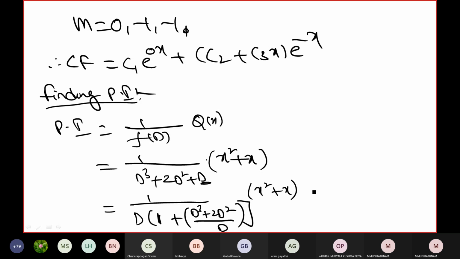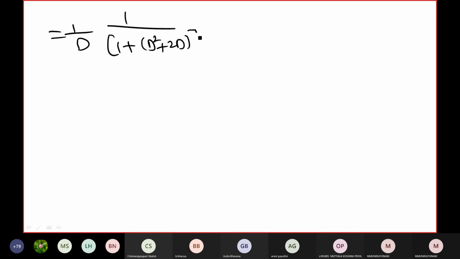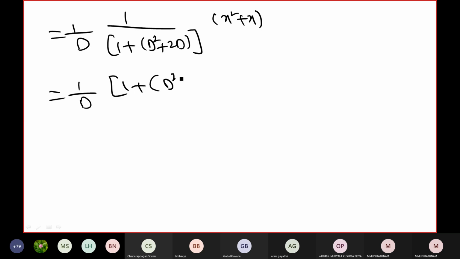So how can we write this? 1 by d into 1 by 1 plus d cube by d is d square plus 2d times of x square plus x. This we will write as d square plus 2d whole inverse times of x square plus x.